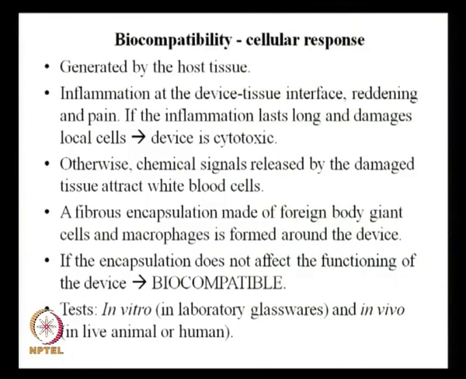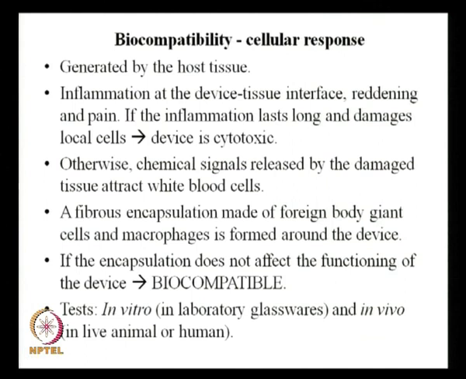So, let it be there. It means it has already formed a fibrous encapsulation around that bullet, and it is just safe. I mean, there is no more fallout of that injury. So, that is what I am referring to here. A fibrous encapsulation made of foreign body giant cells and macrophages is formed around the device.